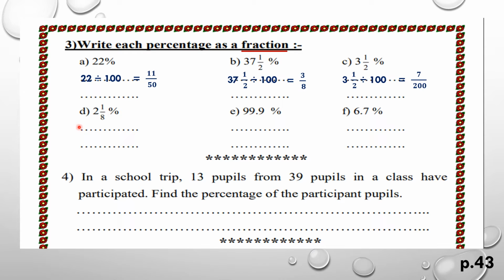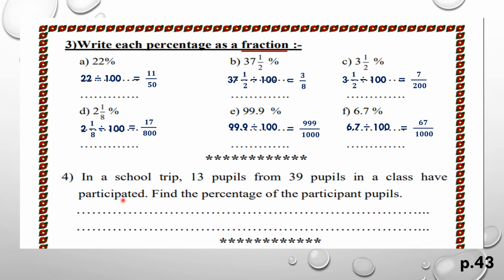Letter D, 2 1/8%. 2 1/8 divided by 100 equals 17/800. Letter E, 99.9%. 99.9 divided by 100 equals 999/1000. Letter F, 6.7%. 6.7 divided by 100 equals 67/1000.